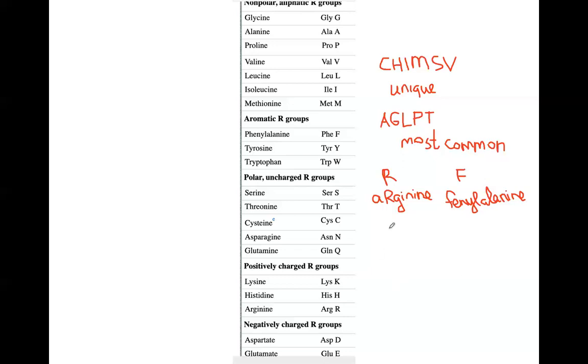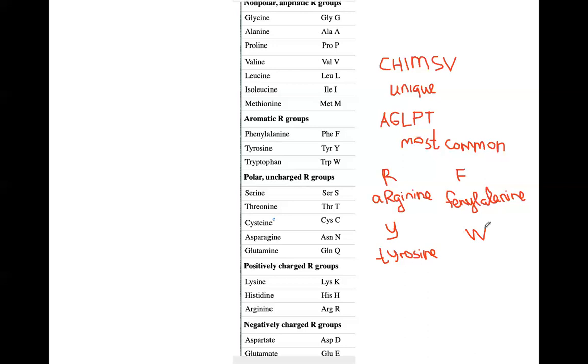Now, Y. What's Y? Is it tyrosine? Tyrosine. And there is one more, which is the funniest of all. W. Can you find W? Tryptophan. So why is tryptophan W?